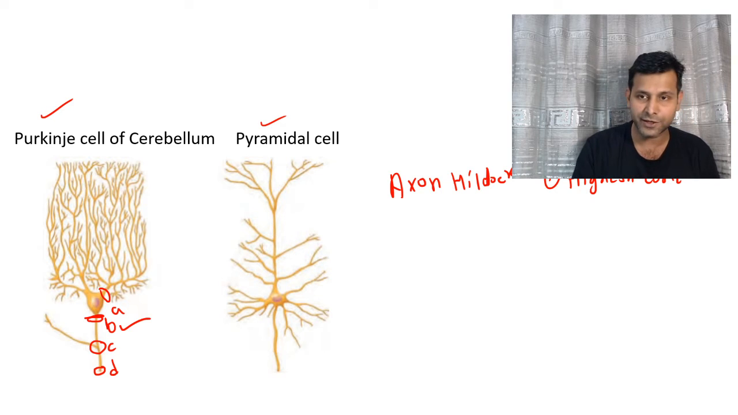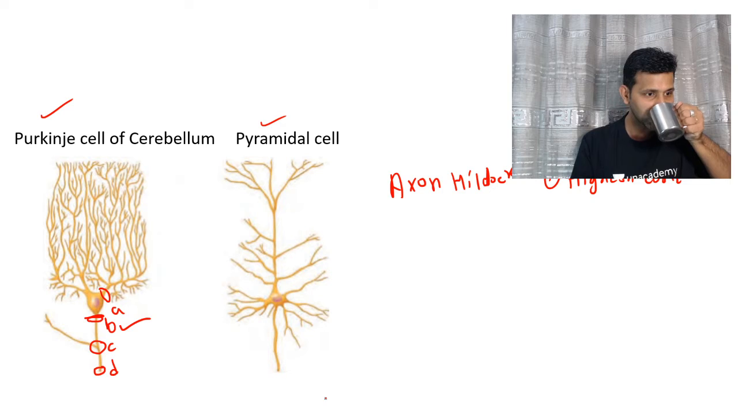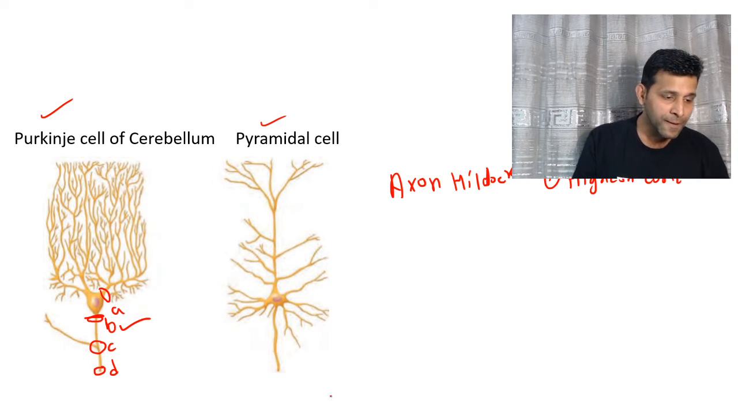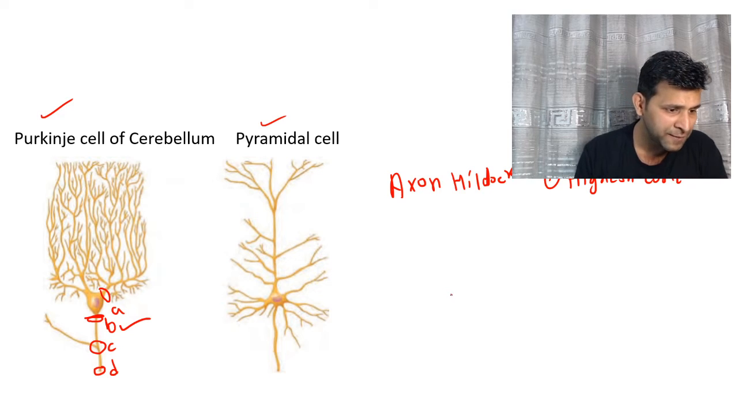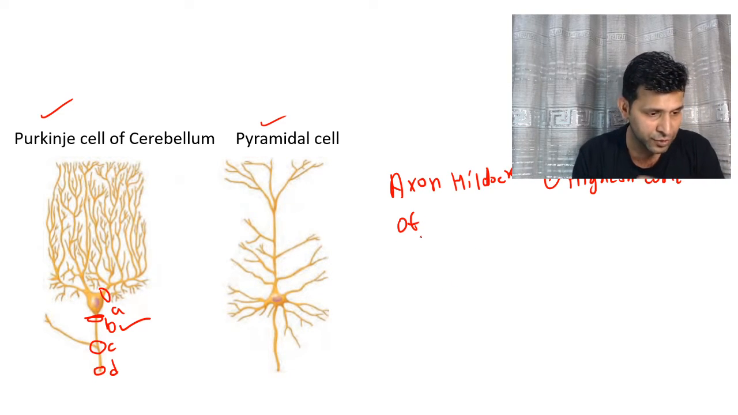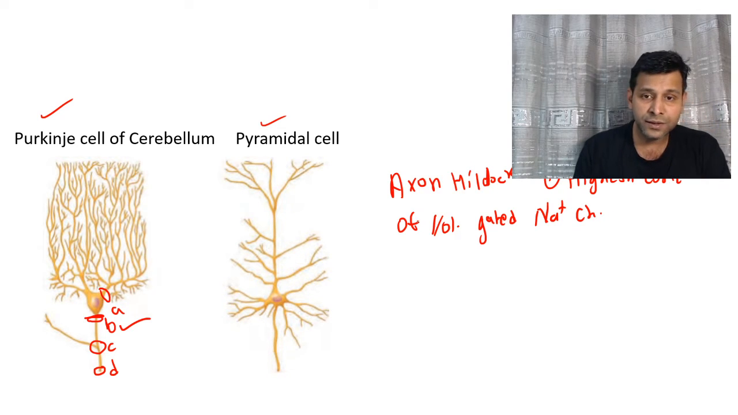Very good. Everybody answered B. Yes, the answer is obviously B, because axon hillock is an area where there is the highest concentration of voltage gated sodium channels. First point.